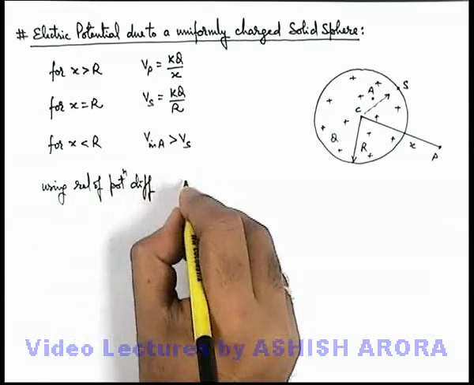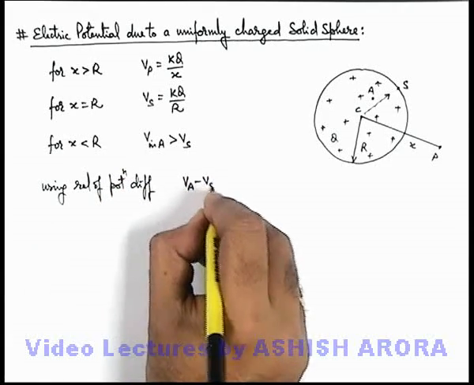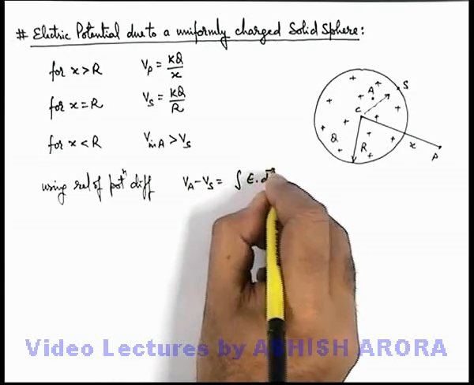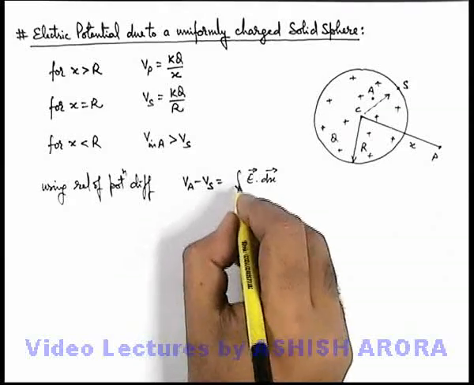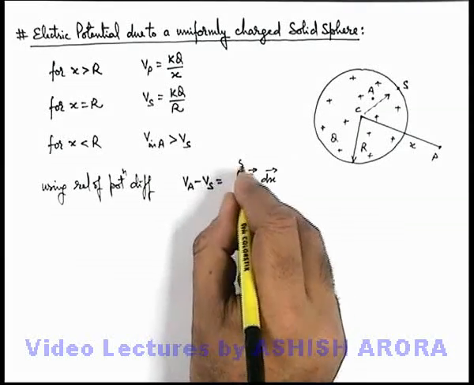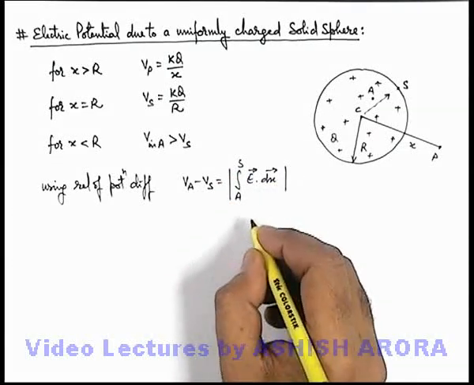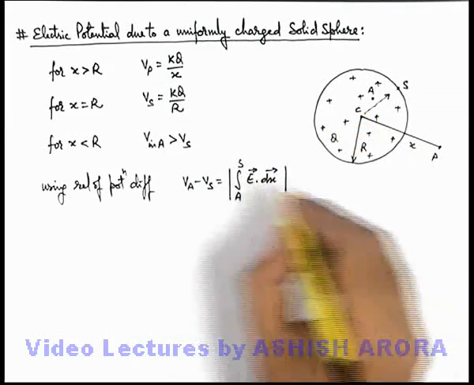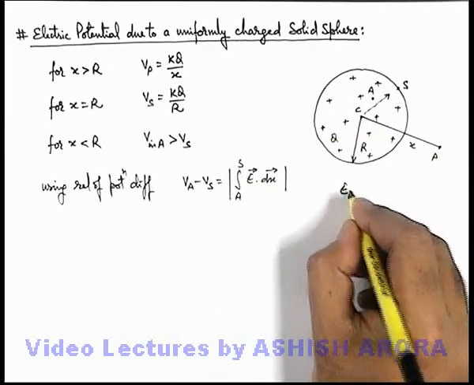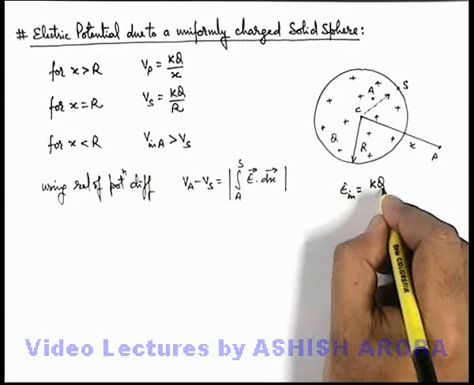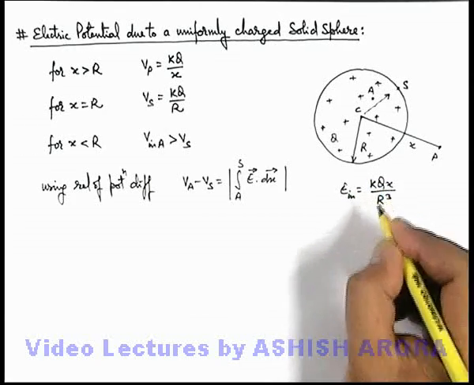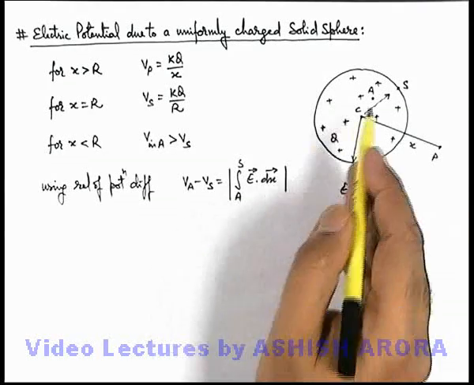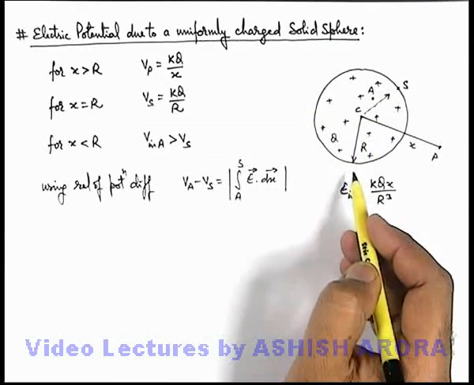Here we can write VA minus VS is equal to the integration of E dot dx from point A to point S, and we take its magnitude because we know potential at A is more than that at S. And inside, the electric field at a distance x is given by kqx by r cube, which we already studied in the section on electric field inside a solid uniformly charged sphere.